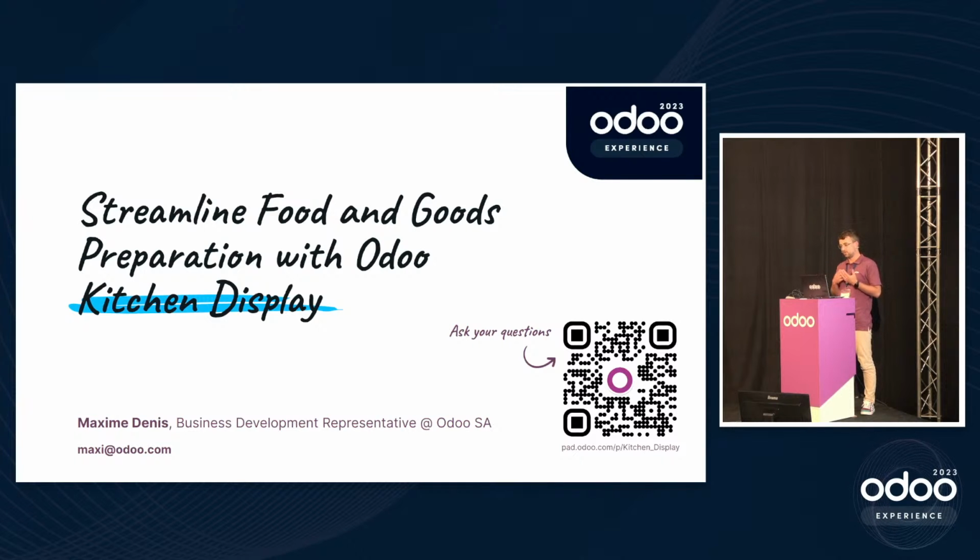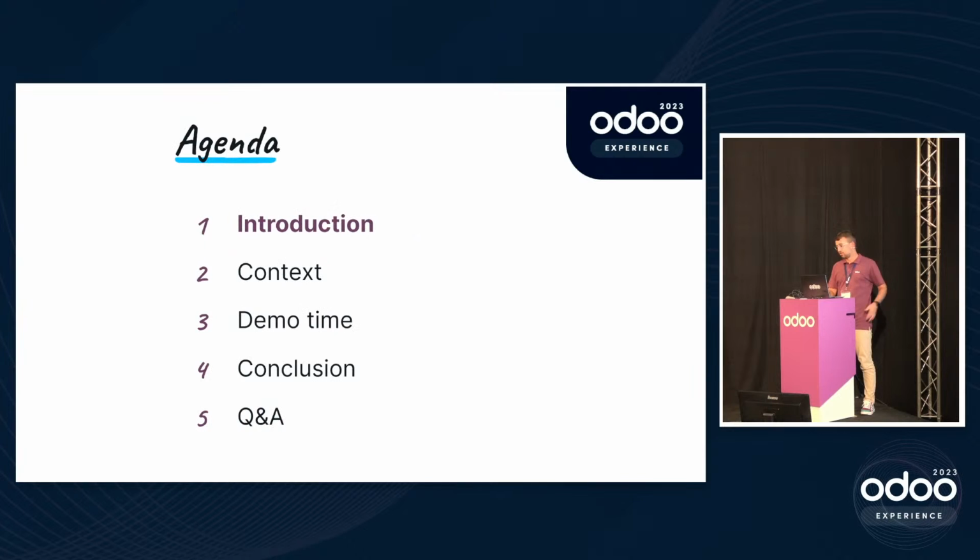Good news, you are at the right place, because today, my name is Maxime, I'm Business Development Representative at Odoo, and I will show you how you can streamline food and goods preparation with the kitchen display in Odoo 17. So after this short introduction, I will dive a little bit more into the context, because we need to put a bit of context before. Then I will show you during the demo how concretely you can configure and use the kitchen display to prepare your food and your goods. We will do a conclusion, and at the end, maybe some of you already scanned them, you will have time to ask me questions through a pad.